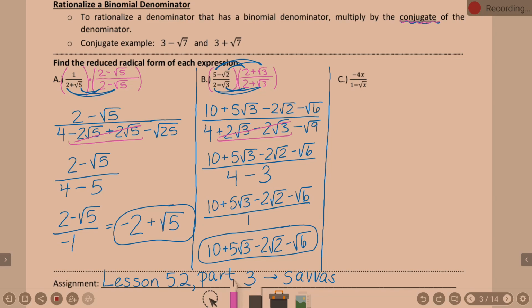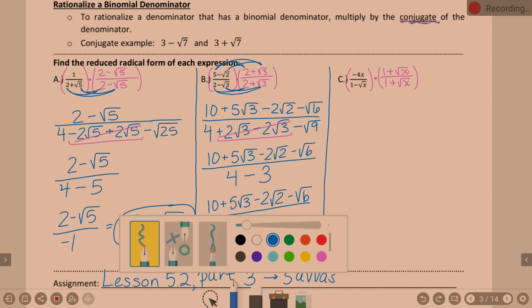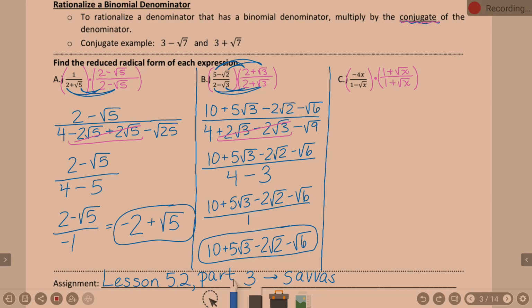So, what are we going to multiply by? 1 plus square root of x. Right. The conjugate of 1 minus the square root of x is 1 plus square root of x. What you do to the denominator, we do to the numerator. Now we multiply on top. What are we doing on top? We're not foiling, are we? It's just a distributive property.